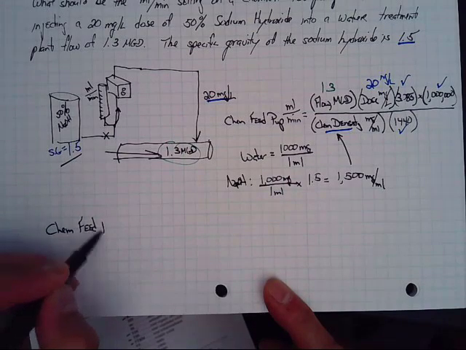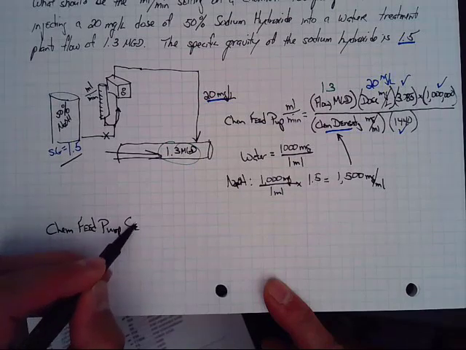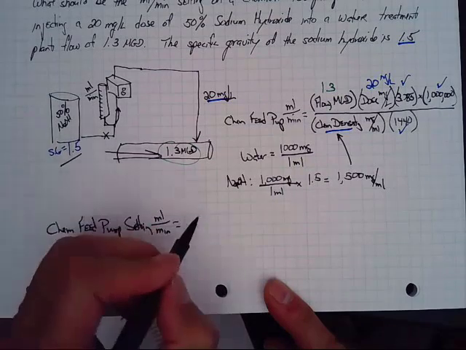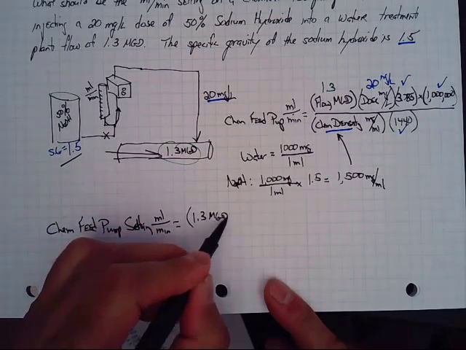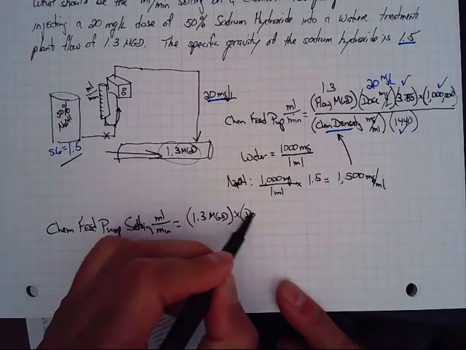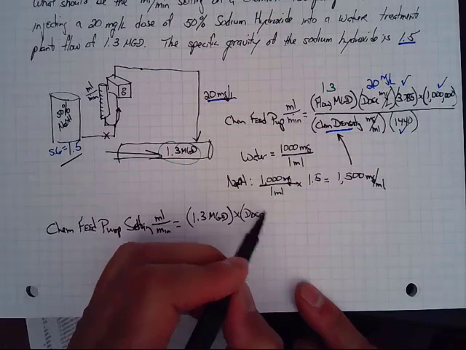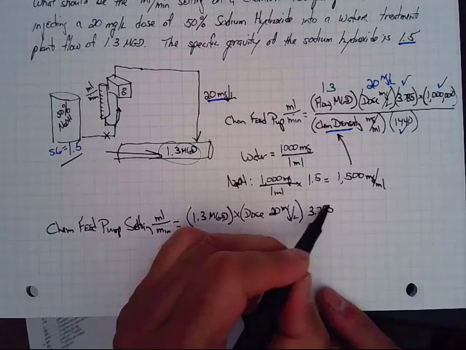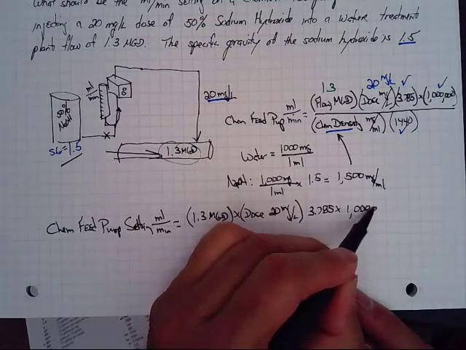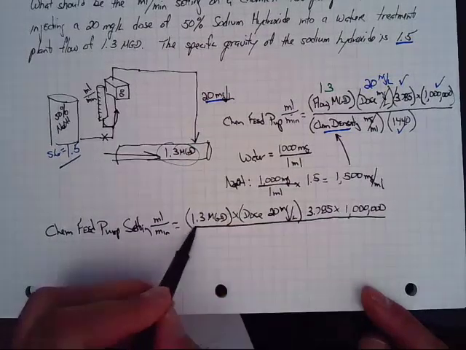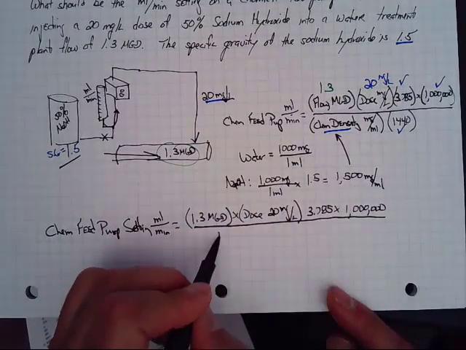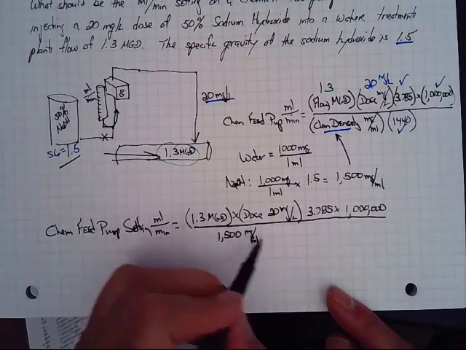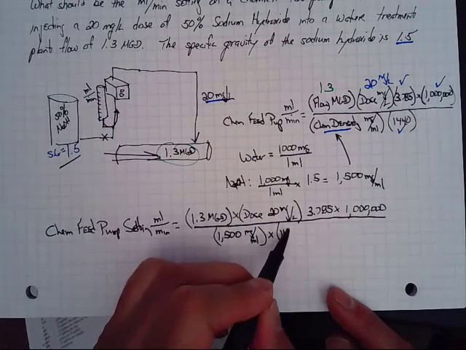Our chemical feed pump setting in milliliters per minute is equal to our 1.3 mgd times our dose of 20 milligrams per liter times our constant of 3.785 times our constant of 1 million gallons, divided by our density, which we just found of our chemical is 1,500 milligrams per milliliter, times our constant of 1440.